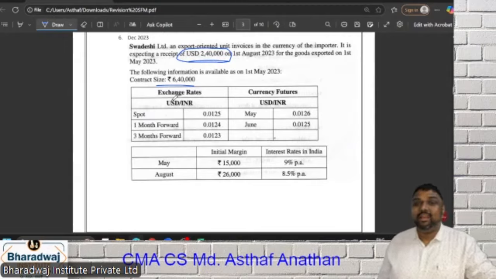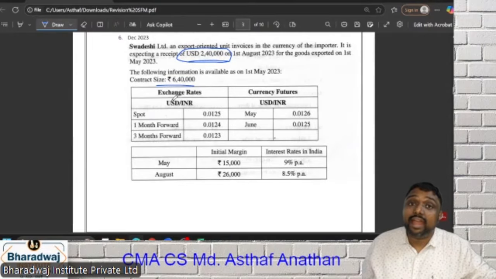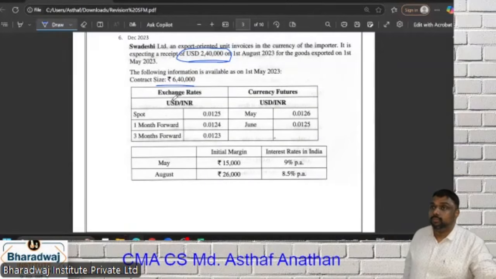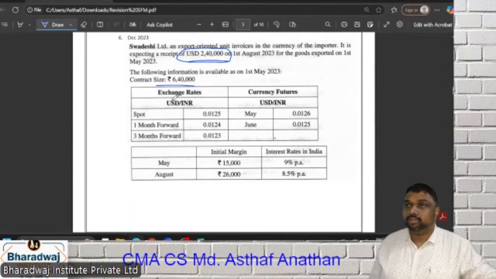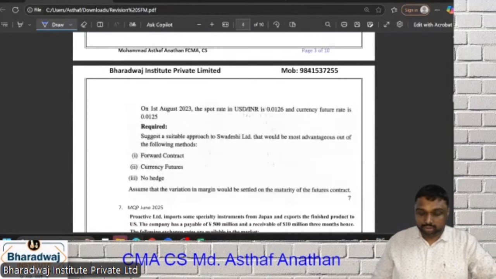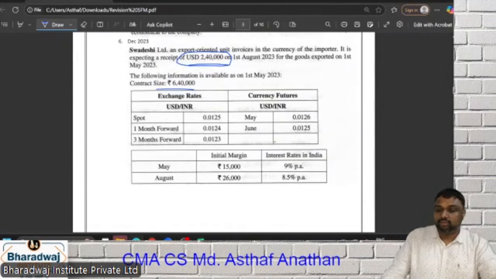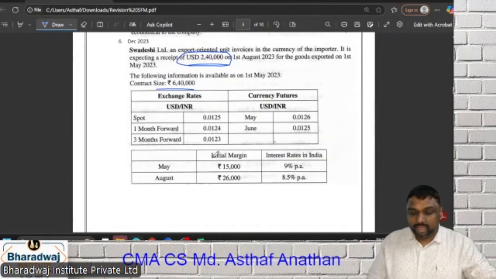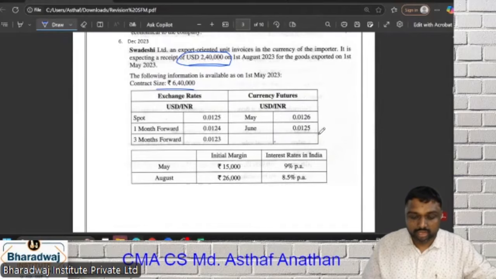So tell me, my dear friends, is it a direct quote or an indirect quote? It is an indirect quote. So accordingly, spot, 1 month forward, 3 months. For confusion, they have given both 1 month and 3 month. Let's see which one we have to take. Currency future for May month and June month are both given. So here the following are available for 1st May only.